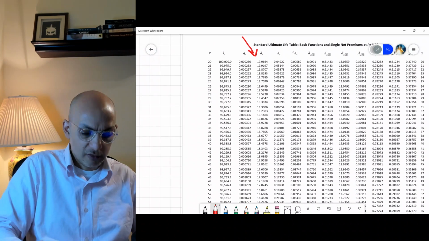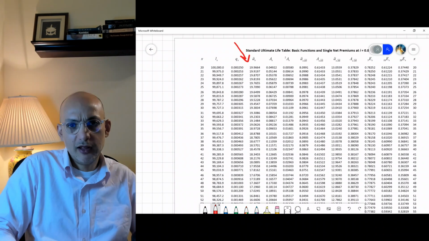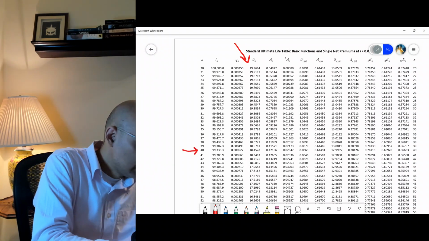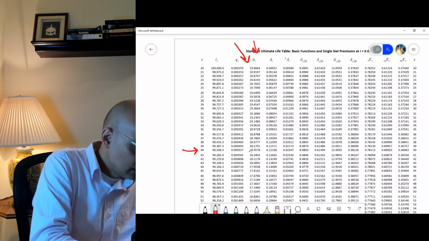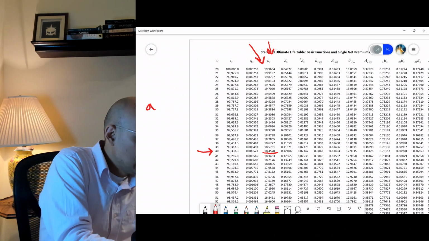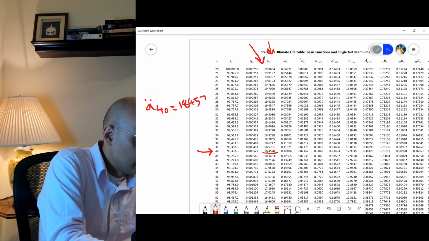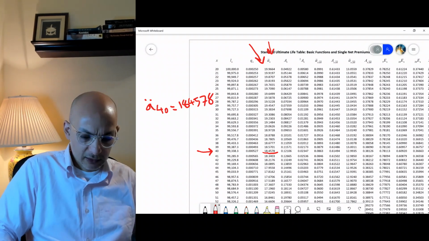For instance, if you want to find the life annuity issued for a person at age 40, you go to age 40 here, and then you go here. You see where they meet. So it's 18, right? This one. So you can write ä40 is 18.457. That's straightforward, right? There is nothing complicated about it.